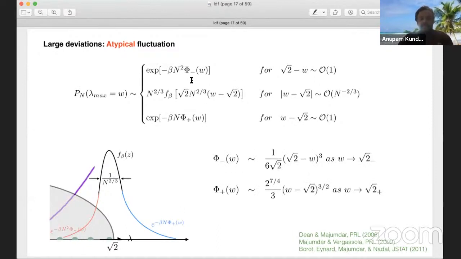The only interesting feature is that these functions, as you approach the mean position, so W approaches square root 2 from the left side, which is square root 2 minus, and W approaches square root 2 from the right side, which is square root 2 plus, they behave as kind of power laws with some exponents 3 and 3 by 2.